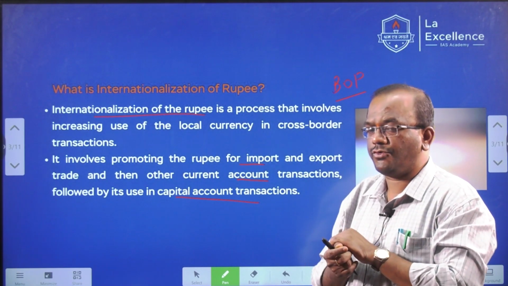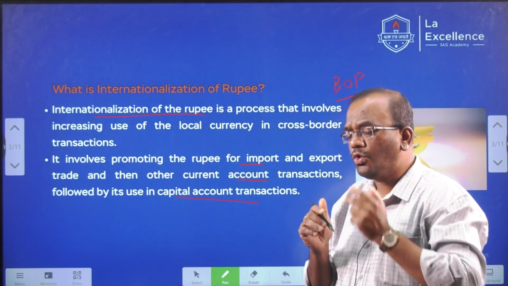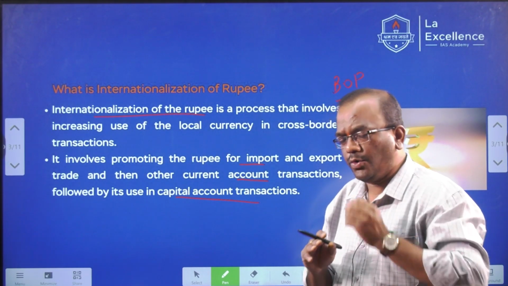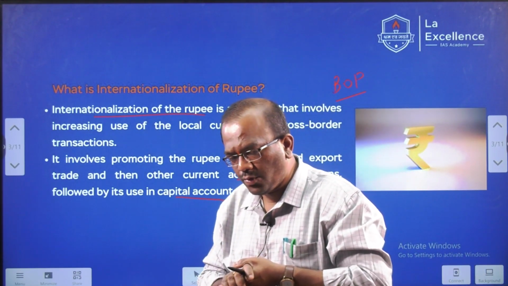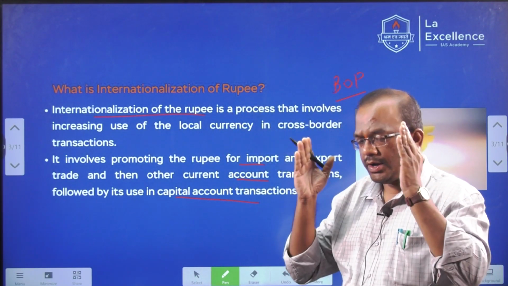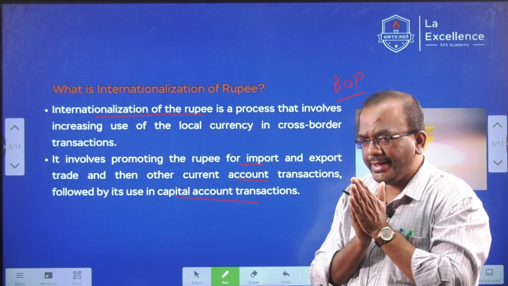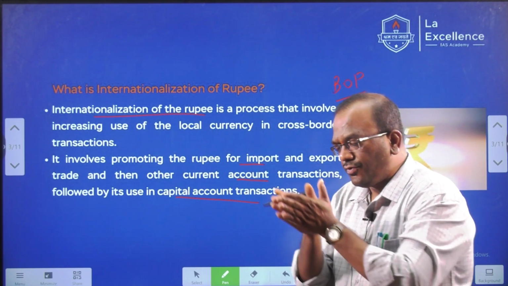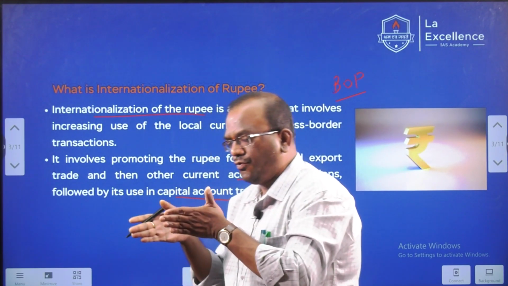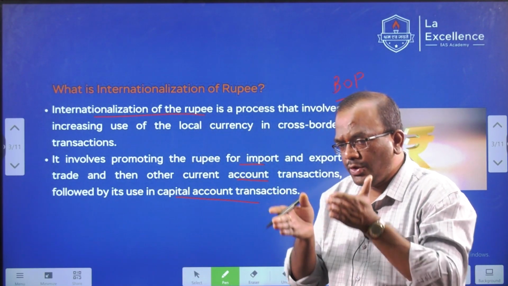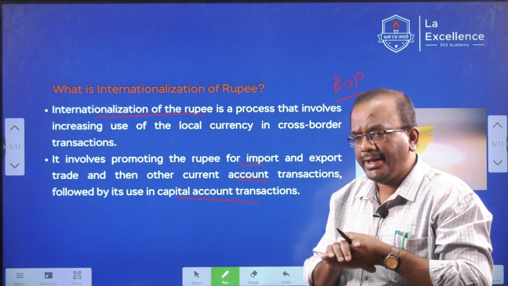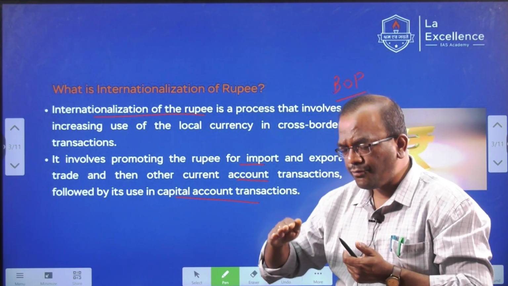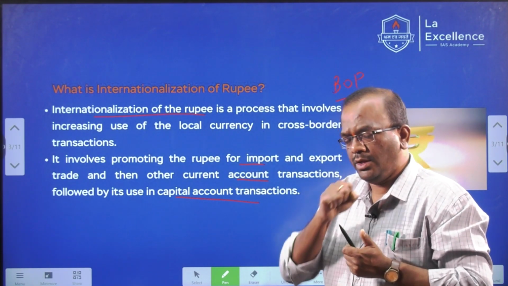The balance of payments, students, contains two accounts. One is your current account and the second is your capital account, right? So if your rupee becomes an international currency, the transactions in your current account or trade account, and transactions in your capital account, that is capital inflow and outflow, will take place in local currency, that is the rupee. Till now it has been taking place in the form of dollars, right?